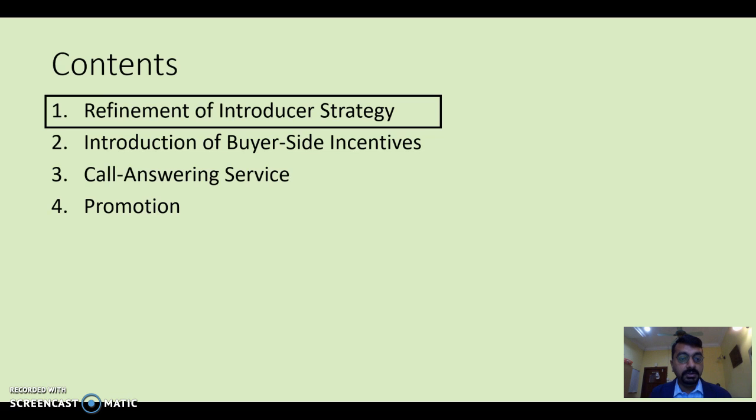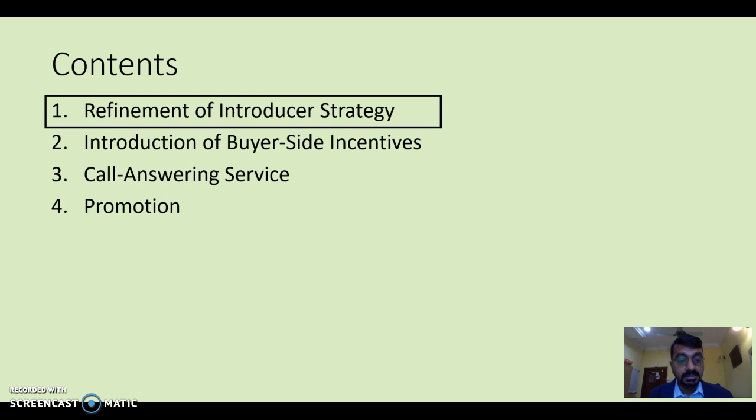The second is we are introducing some buyer side incentives. Currently we have an incentive for people who introduce the elderly homeowner. They get 1 percentage point of the real estate agent's fees from the elderly homeowner. We want to have some incentives that come out of our fees for people who introduce the buyer.